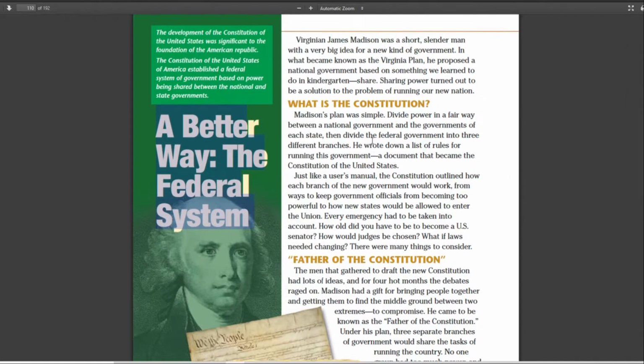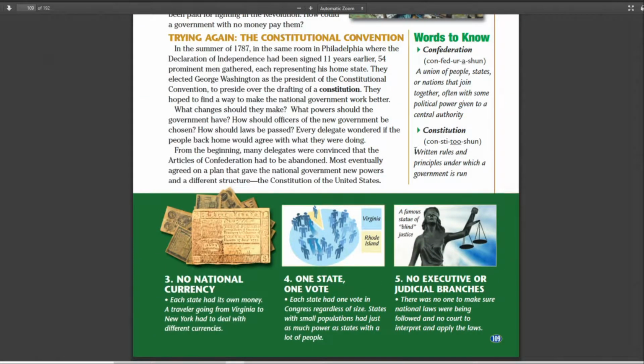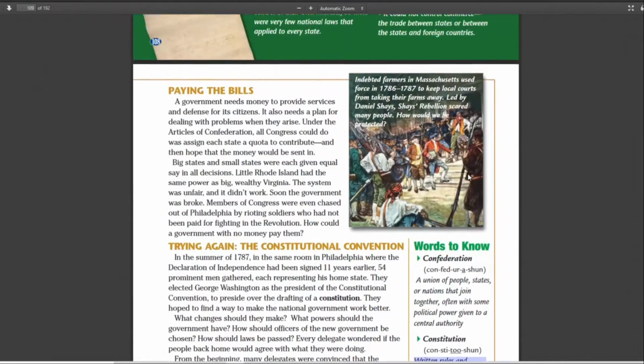Now, what is the Constitution? We talked about that the last time. It's written rules and principles under which a government is run. So the U.S. Constitution are rules of how our government is supposed to function. It addresses the 5 weaknesses.